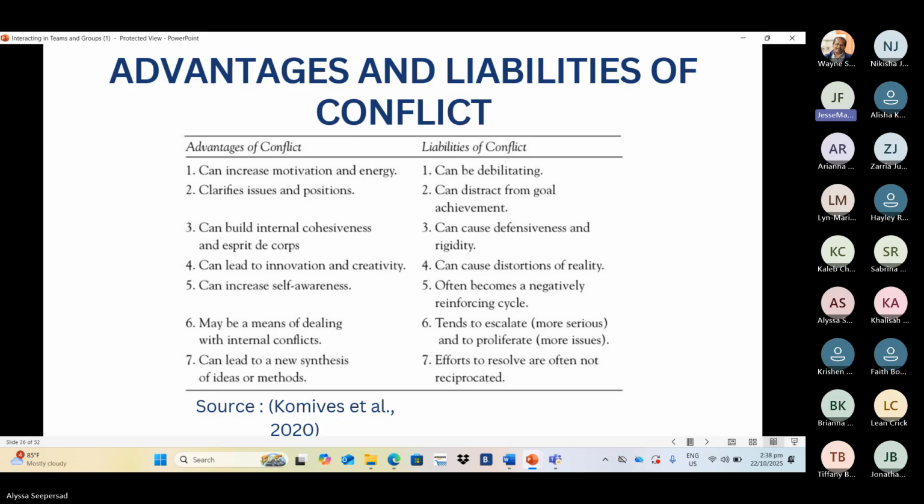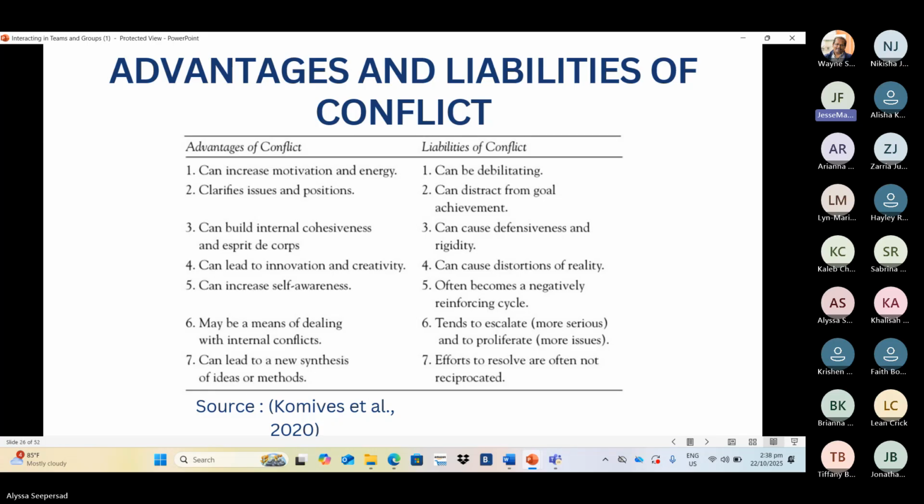This might make members think that the issue is bigger than what it really is. It might make the issue seem more dramatic than what it actually is. That's what that means. It often becomes a negatively reinforcing cycle.